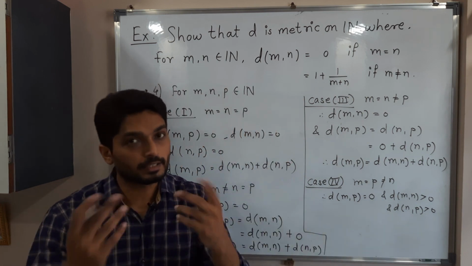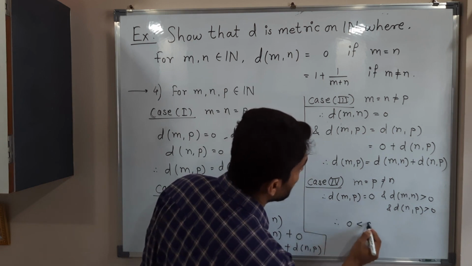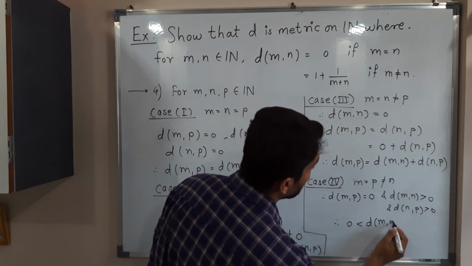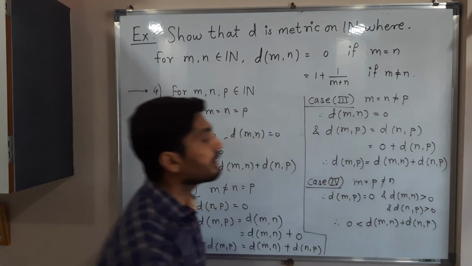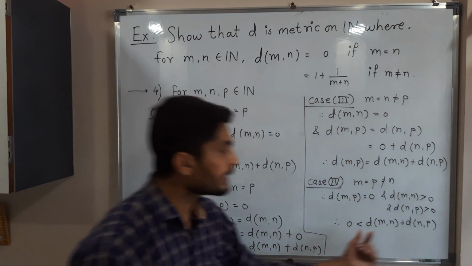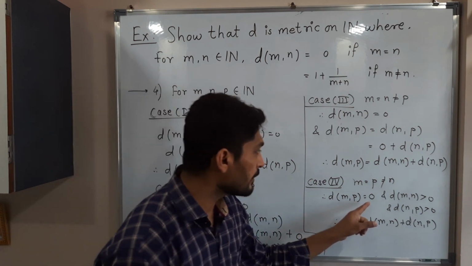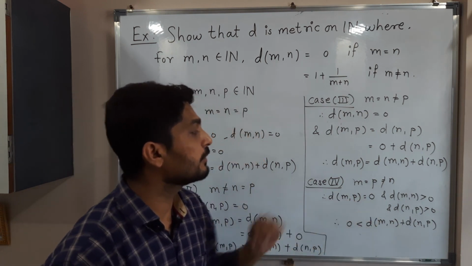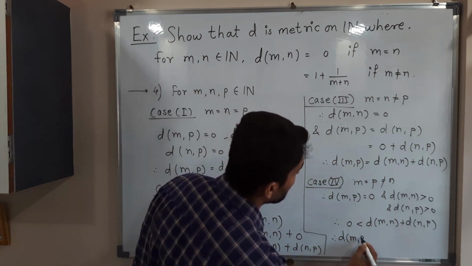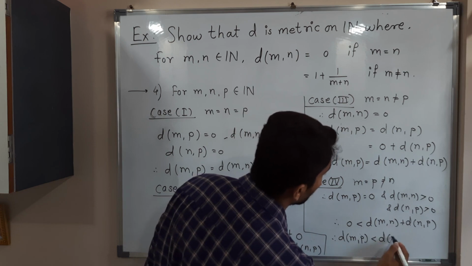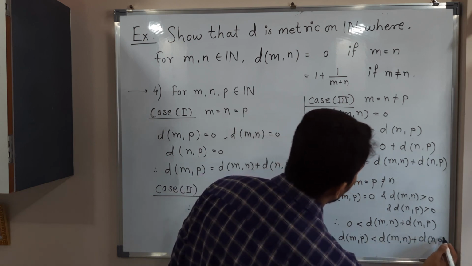So if you add, again we will have greater than 0. Therefore I can write 0 less than d of mn plus d of np, since both of them are greater than 0. So that's why their sum is also greater than 0. But see, 0 we have seen somewhere. Yeah, 0 is the value of this one. So therefore d of mp is less than d of mn plus d of np, right?